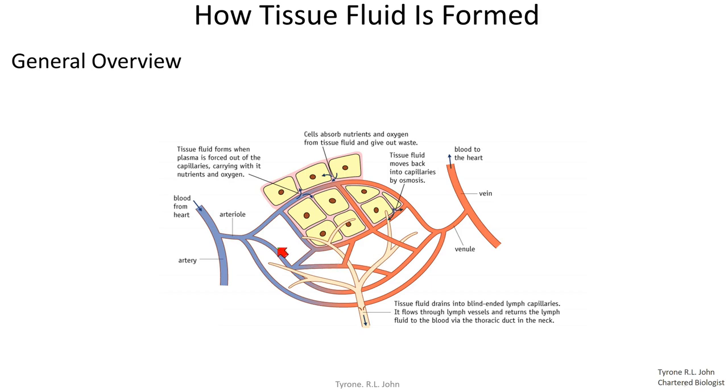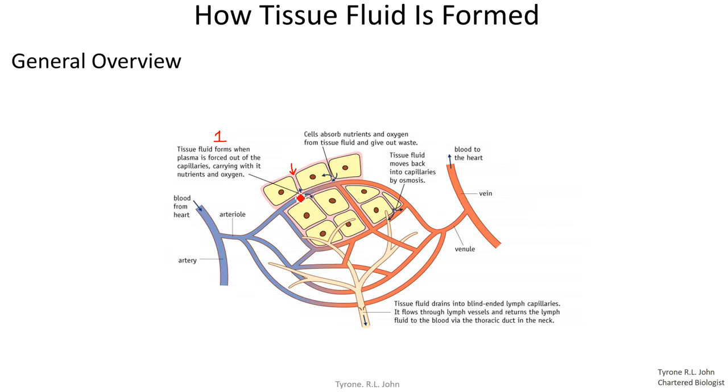So as blood enters the capillary bed, if we look at this point here, I'll label that number one. What happens is tissue fluid gets formed at the arterial end. That's how we express it. These blue arrows show the formation of tissue fluid, and that tissue fluid is going to bathe the cells. The pink shading there represents the tissue fluid. So, formation of tissue fluid.